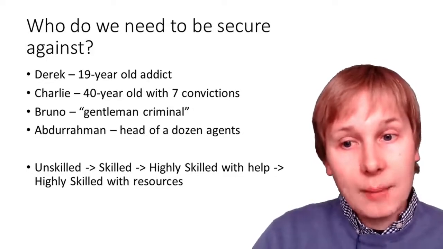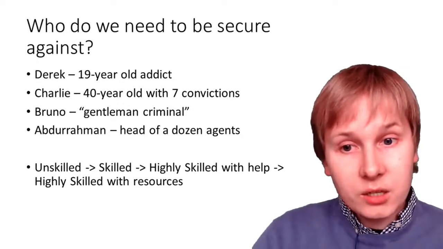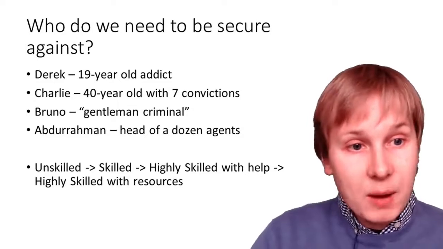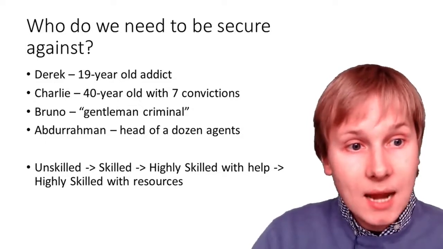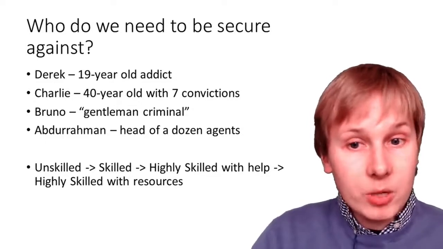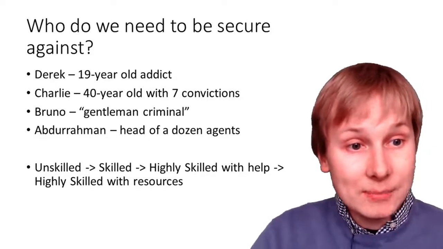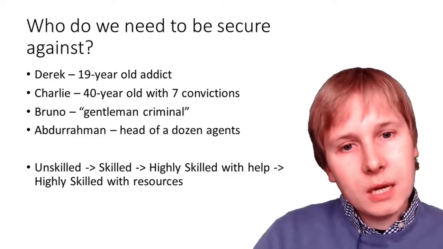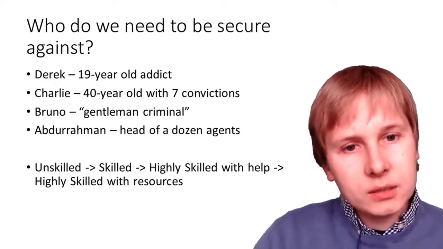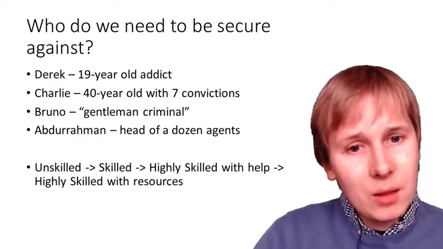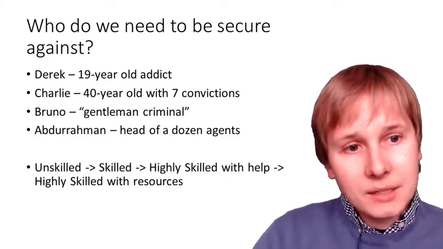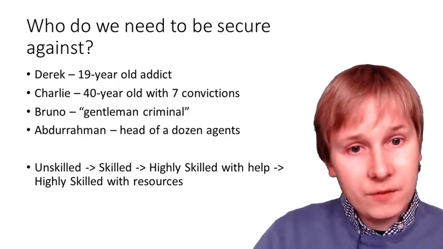And then we've got Abdurrahman, who heads a dozen agents with military training. He has access to specialist weapons and PhD-grade technical support, and is after top government targets. Indeed, he considers himself the good guy. So we've got this sort of sequence of unskilled to skilled to highly skilled potentially with help and to highly skilled with resources. Banks and computer rooms tend to be designed for Bruno.